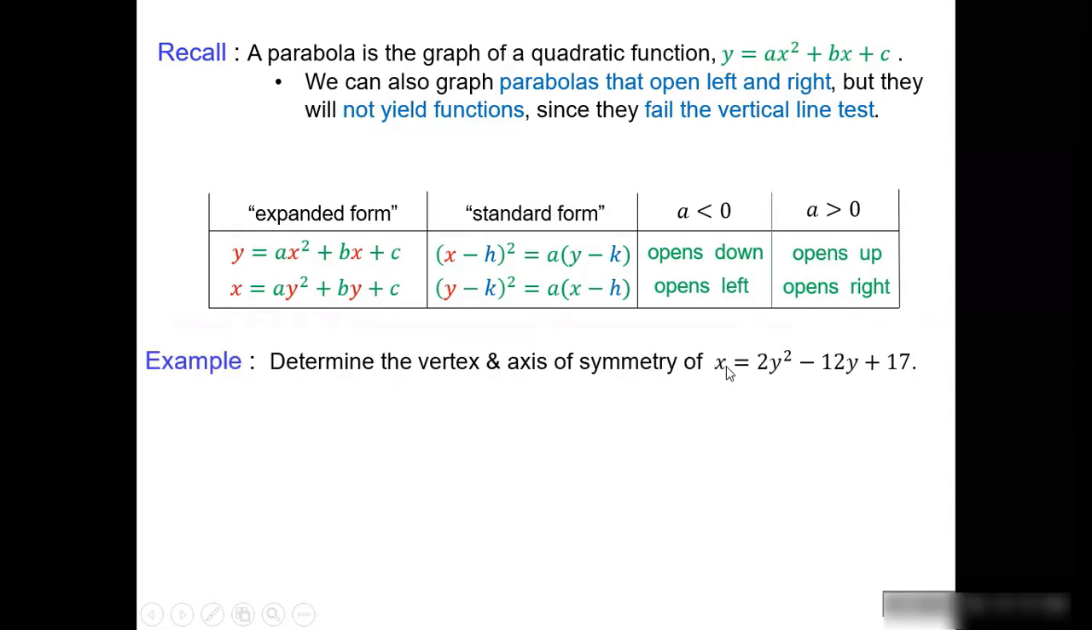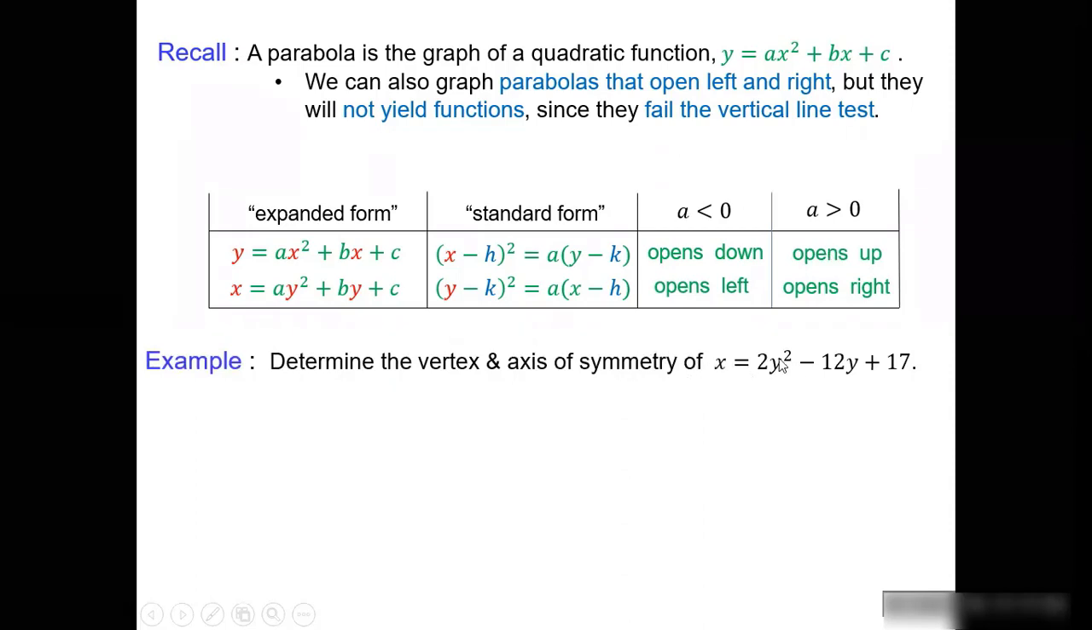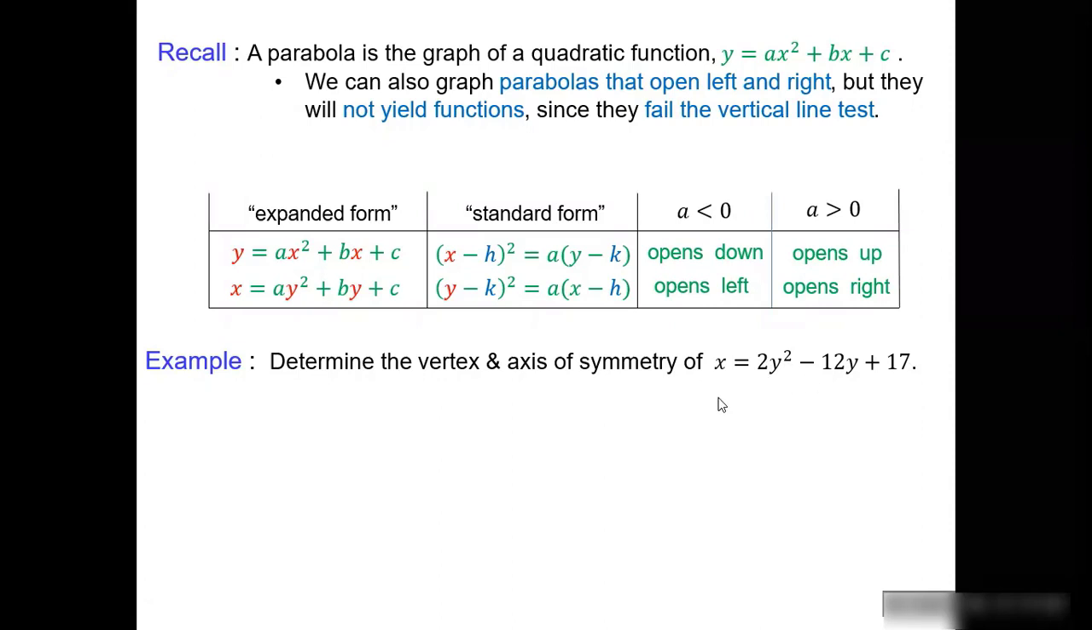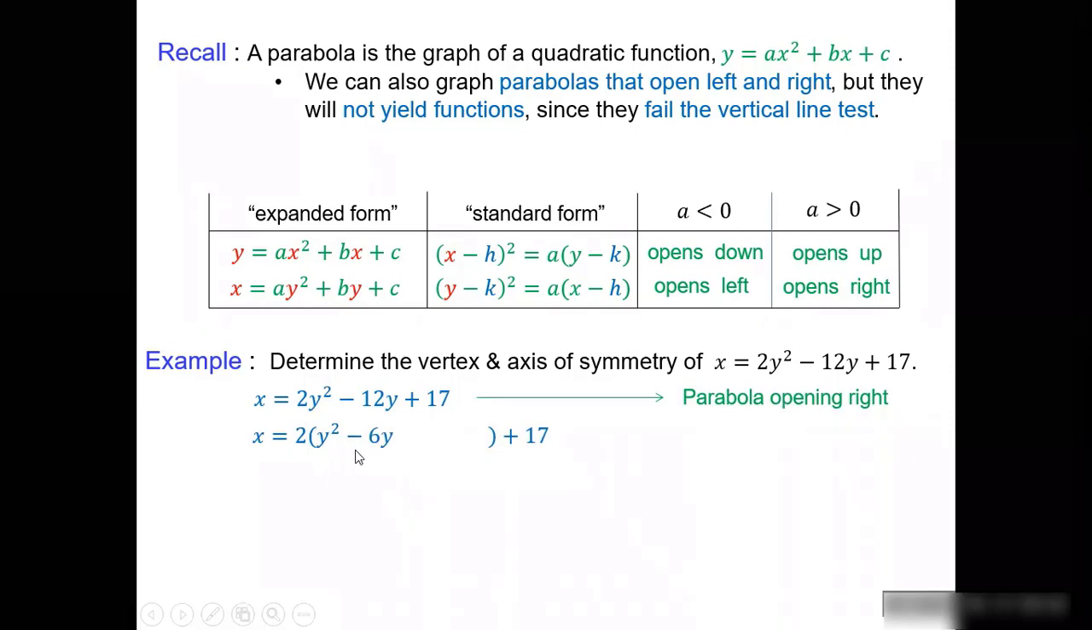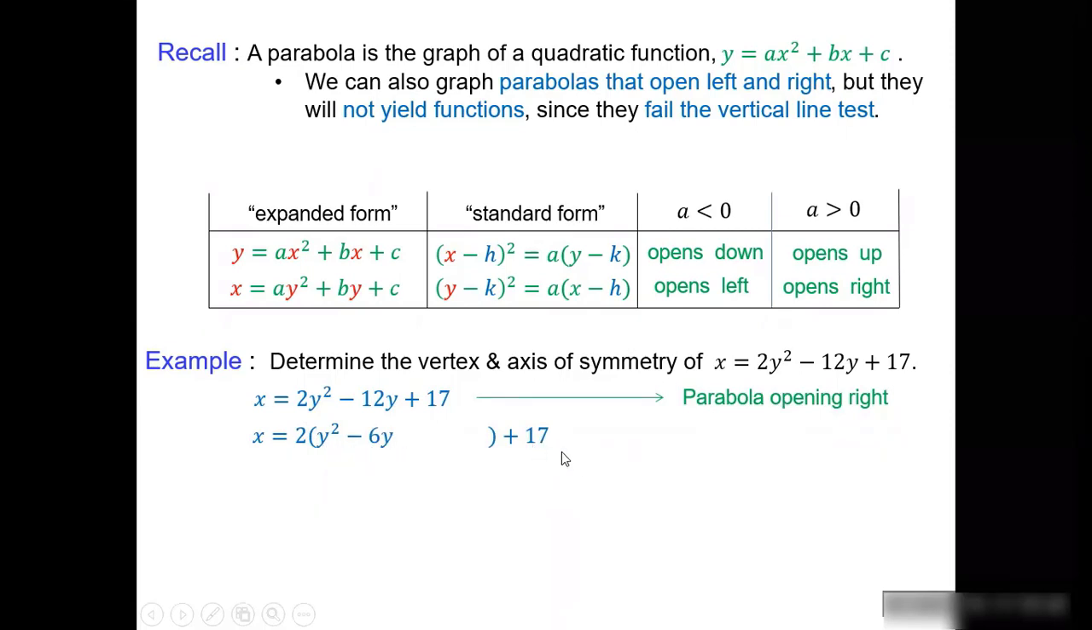Now, for example, if we wanted to find the vertex and the axis of symmetry of this particular equation, the first thing we should recognize is that because y is being squared, we know that it opens left or right. And because the coefficient is positive, we know that it's going to be a parabola opening towards the right. Now, in order to turn it into this standard form, we need to complete the square. So this is where we can now factor out the 2. And now we're left with y squared minus 6y. Now remember that constant just pulls to the outside.